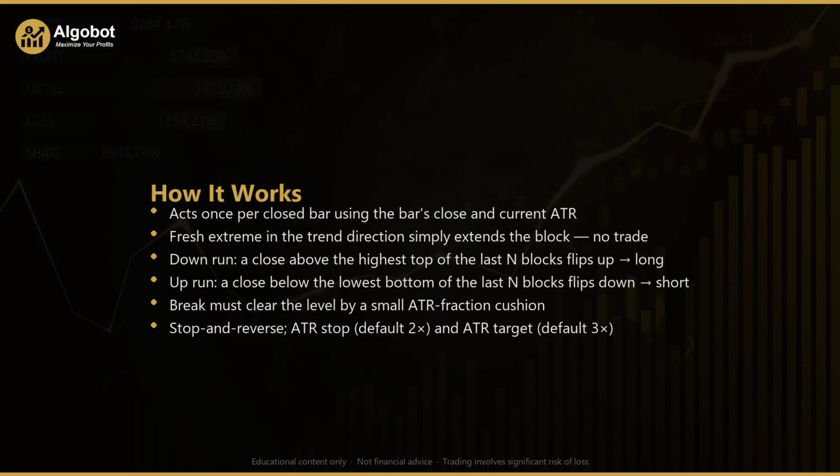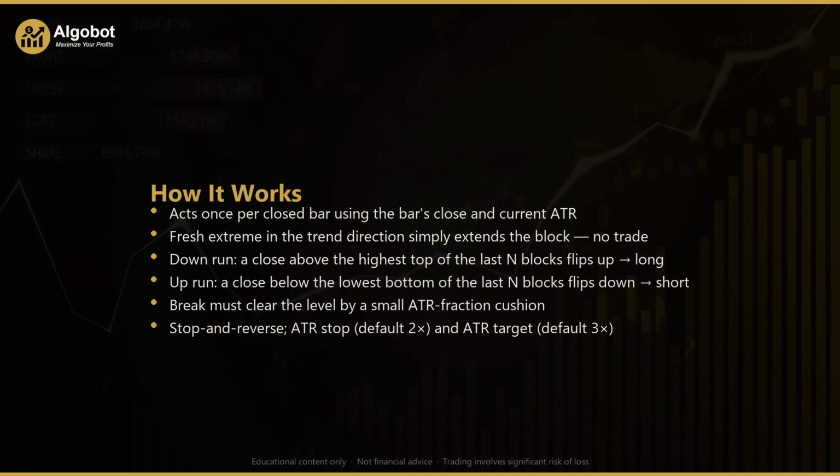The strategy signals long only when the close pushes above that level by an extra cushion equal to the reversal ATR fraction times the average true range. That cushion, defaulting to a quarter of the ATR, keeps tiny overshoots from flipping the trend. The short side is the mirror image. During an up run, the earliest block in the window holds the lowest bottom, and the strategy signals a short only when the close breaks below that bottom by the same ATR-based buffer.